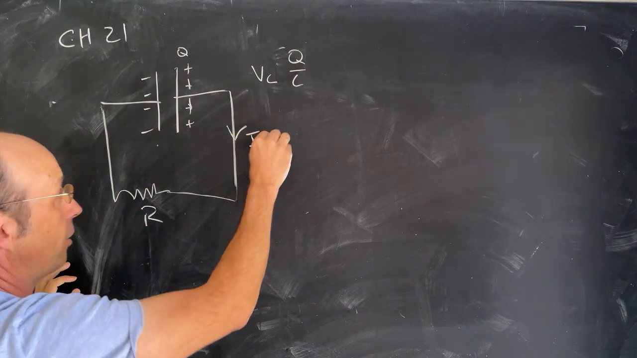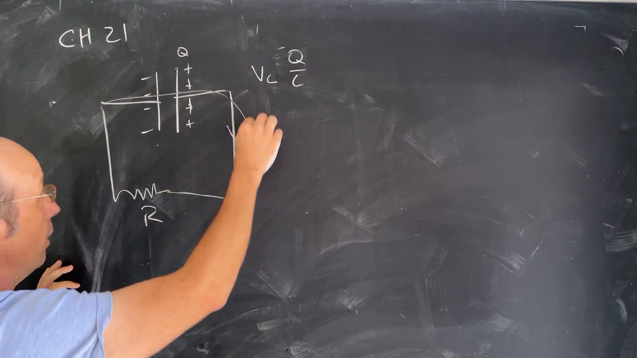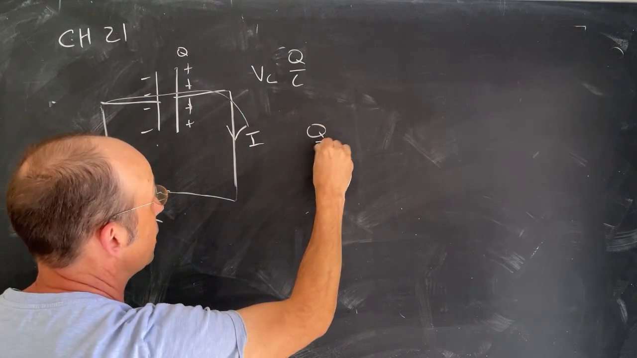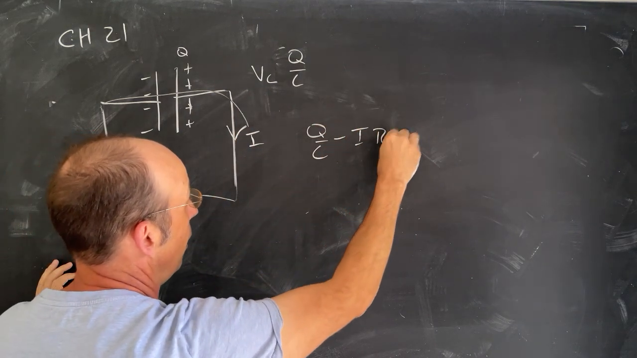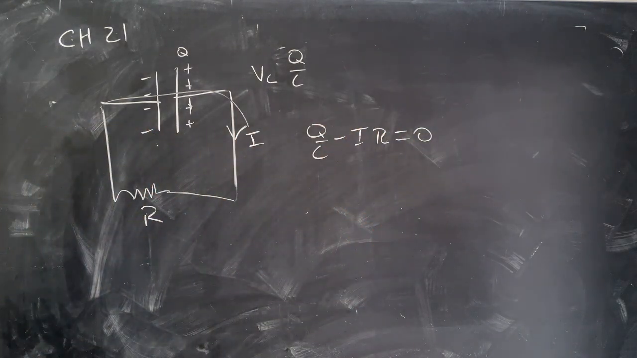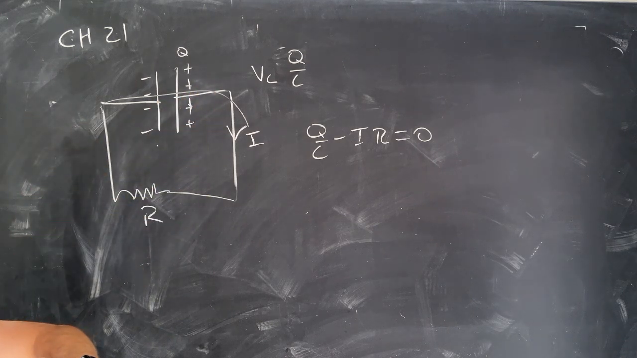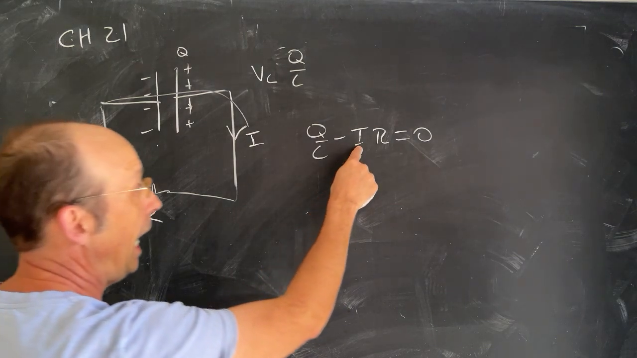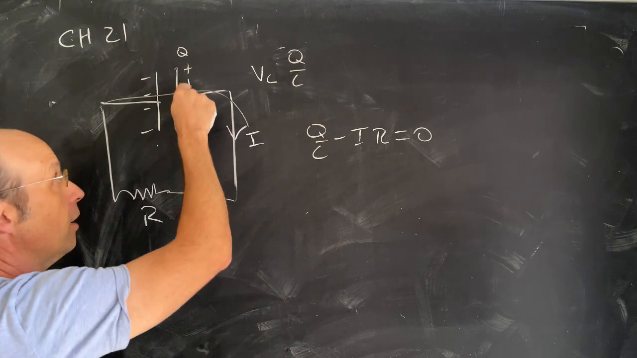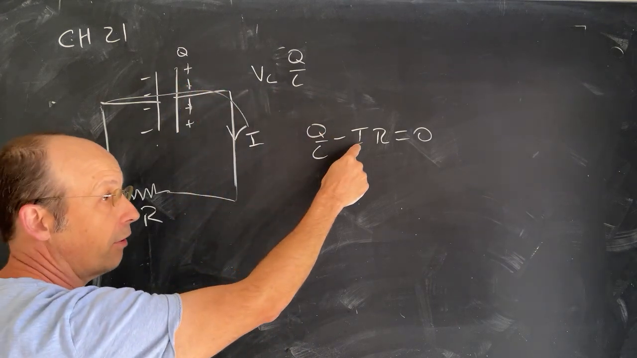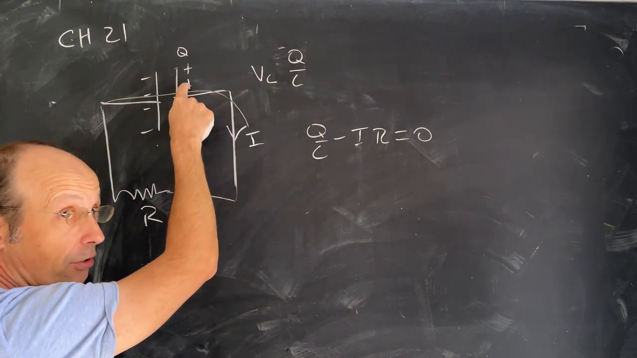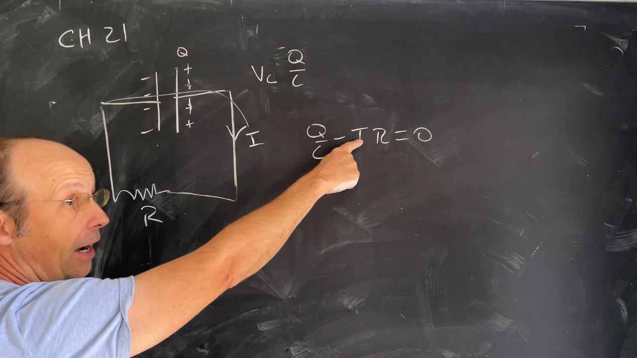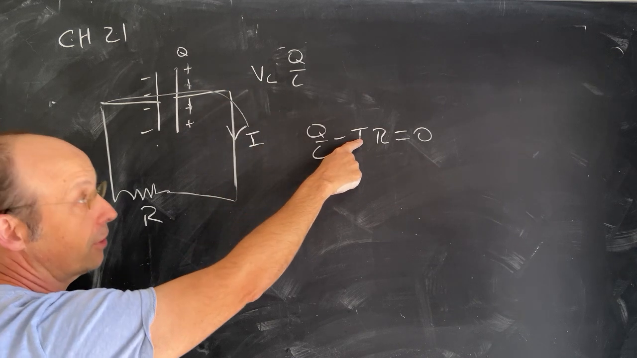Well, there's going to have to be a current I, because as I go across here, I have Q over C, and then I have minus IR, and that's equal to 0. If I go all around the loop, minus IR is a voltage drop across that. Now, this is actually a very difficult problem, because we have a current, but that current comes from this charge. So when the current is flowing, that's going to reduce the charge on here. Remember that I is dQ/dt, delta Q over delta t.